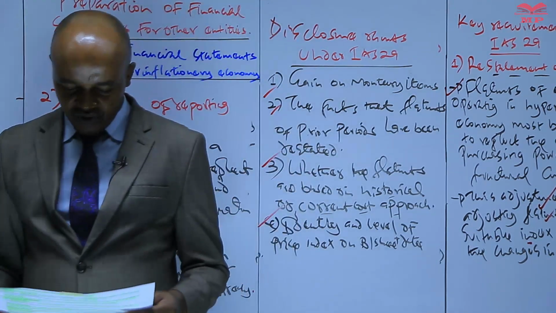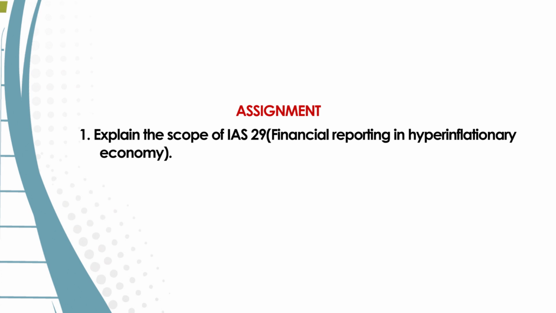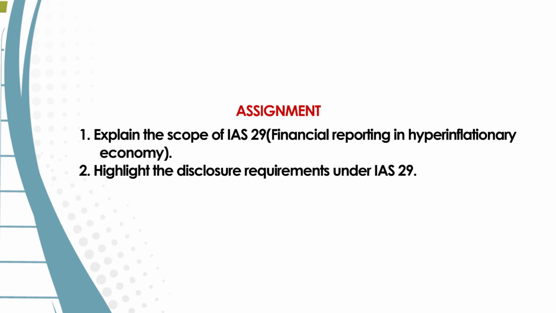Before we wind up, I want to give an assignment. Question 1: explain the scope of IAS 29, financial reporting in hyperinflationary economies. Question 2: highlight the disclosure requirements under IAS 29.